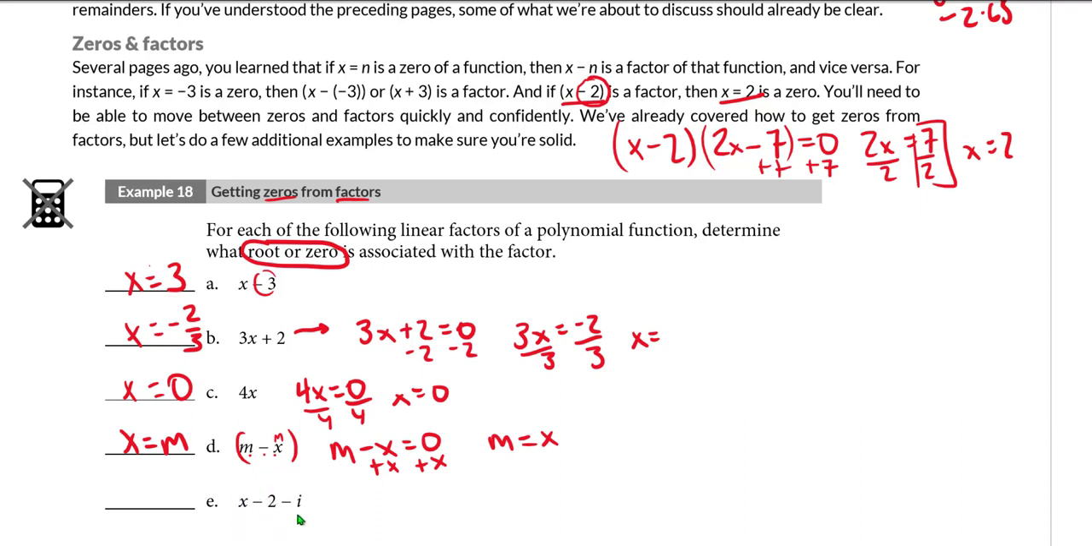When we have an imaginary factor like we do here, x minus 2 minus i, the best thing to do is the zero product property. We're just going to set that factor equal to 0. We are going to isolate the x by adding the 2 and the i to both sides, and we are going to get x equals 2 plus i. So 2 plus i is the value of x that will make this factor equal to 0, and therefore would make the quadratic itself equal to 0, which is what zeros are all about.